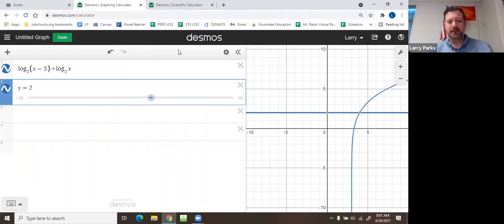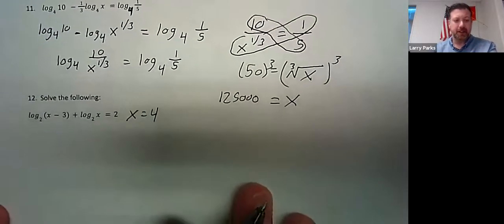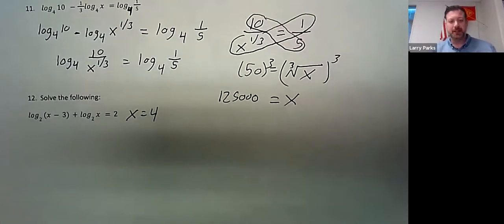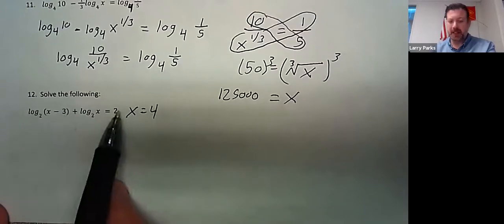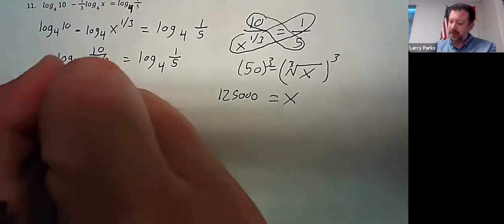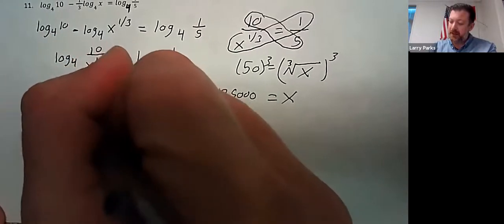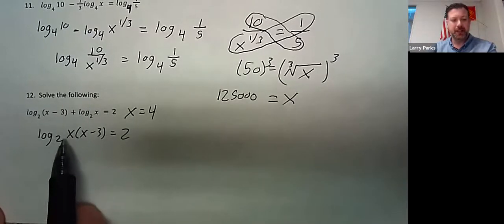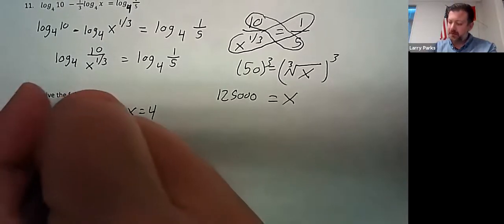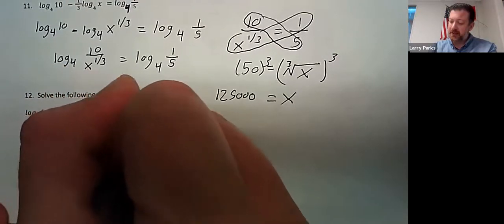Now, if I were to solve this algebraically, and this would be my last example, it's important to know this. So this plus means multiplication. So I'd say log base 2 of x times x minus 3 equals 2. I just put x with the x minus 3. Distribute. That becomes x squared minus 3x.